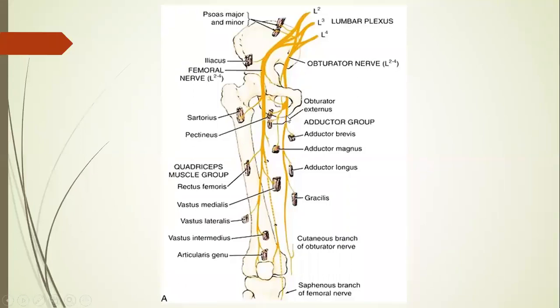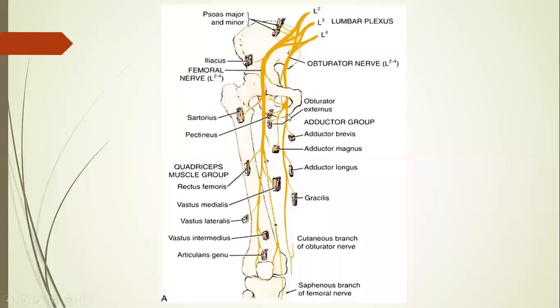Whereas this long line is for the anterior division of the obturator nerve. And I told you that it supplies the adductor brevis, the adductor longus, and the gracilis. So this one is the main trunk of the obturator nerve. It passes through the obturator canal, a small gap in the obturator membrane. Immediately it divides into the anterior and posterior branches.